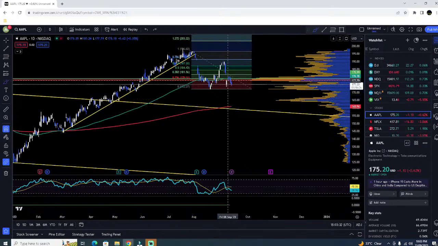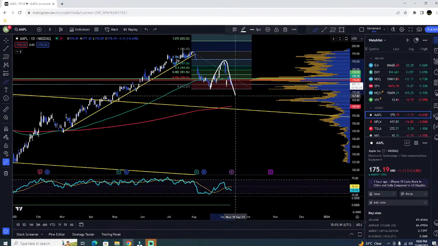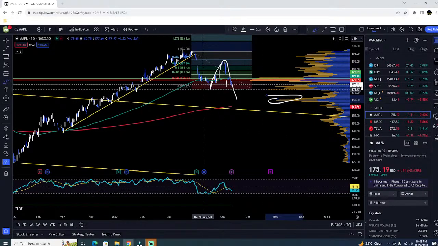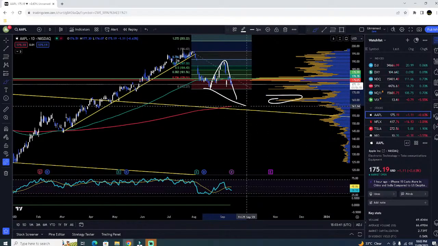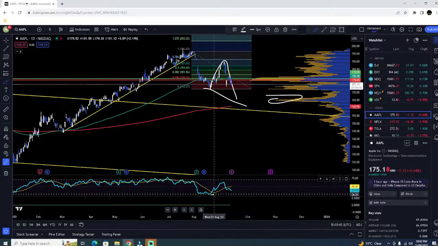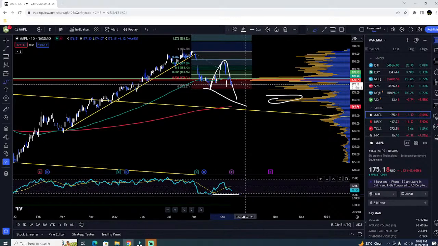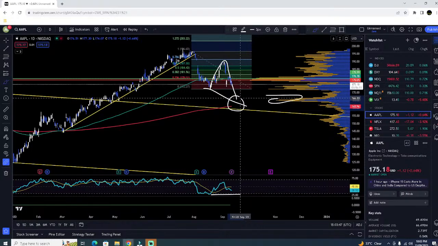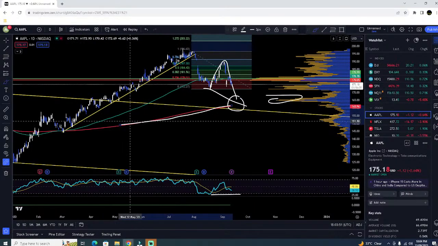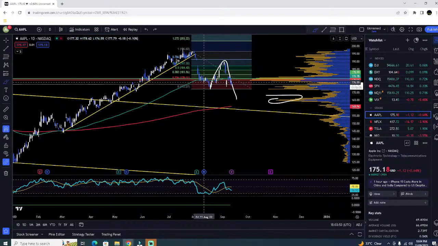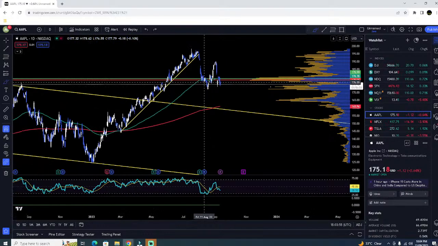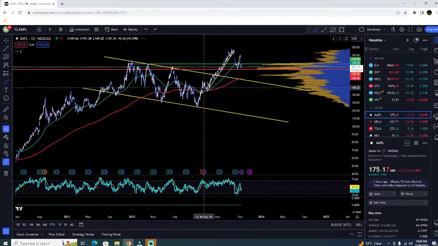Now what can happen is this rejection can continue downwards somewhere into this area, 160, 165, giving us a lower low on the price chart, and the RSI will be flat, so bullish divergence can start to form over here. And you can see at 160 we have got the 200 moving average on the daily chart. Why this sort of action can happen, I will also explain that.